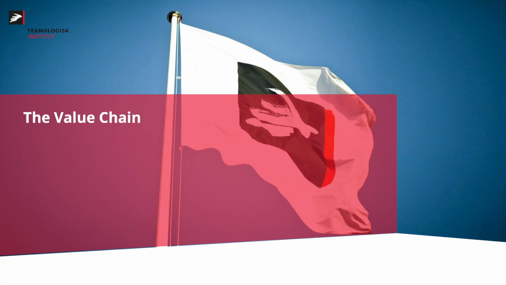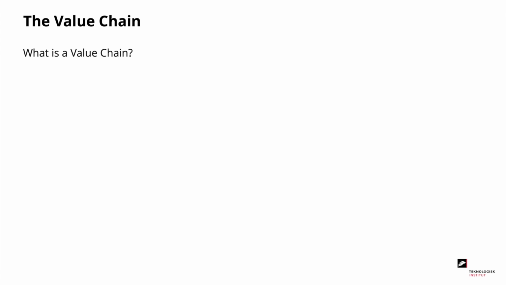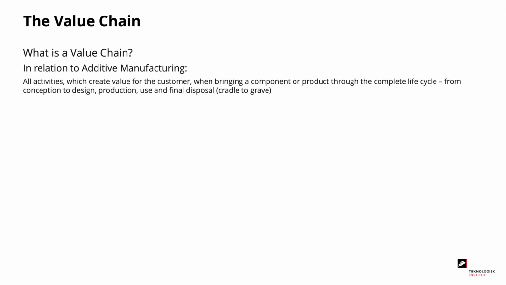Having looked at the added value, next step will be to look at the value chain. What is a value chain? In relation to additive manufacturing, a value chain is all the activities which create value for the customer when bringing a component or product through the complete life cycle from conception to design, production, use and final disposal. You can call it a cradle to grave consideration.